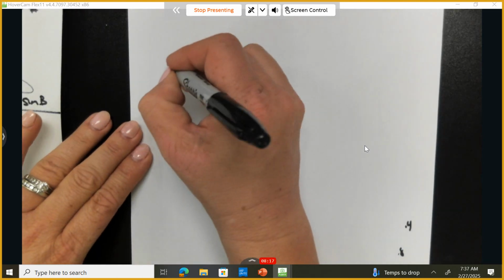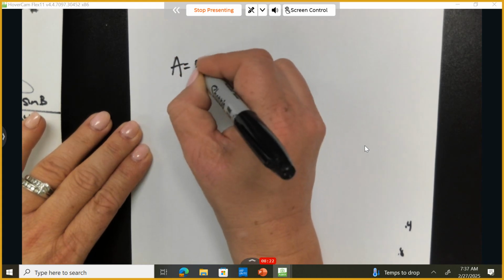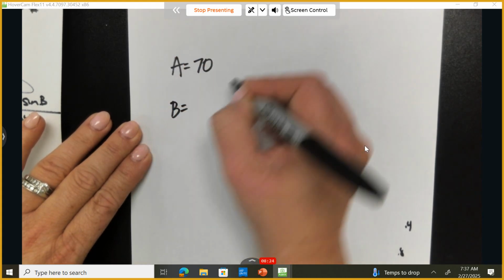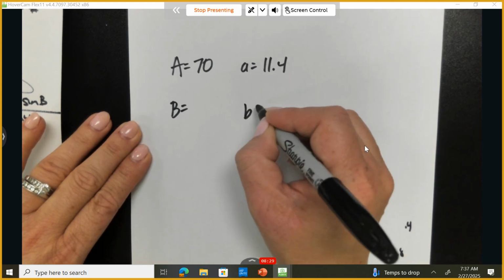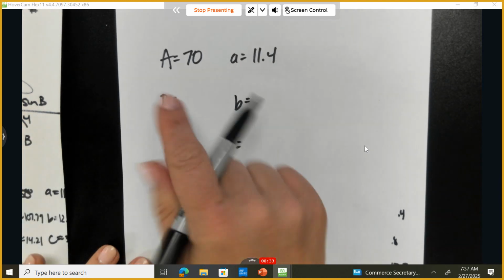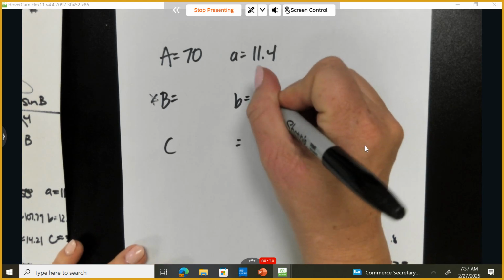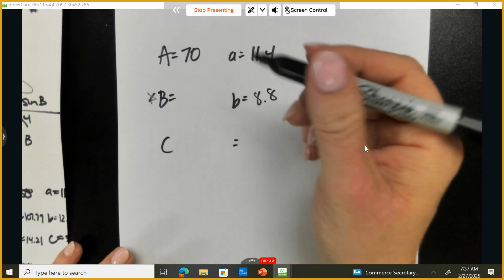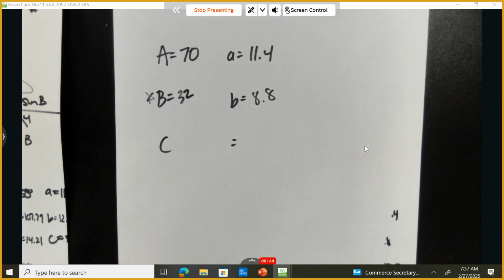And I want to make this up, completely make this up, okay? Let's say we had something like this. We checked B next, and let's say we found B to be equal to, I'm making this up, 32. We found B to equal 32. And I'm checking to see if there's another triangle.